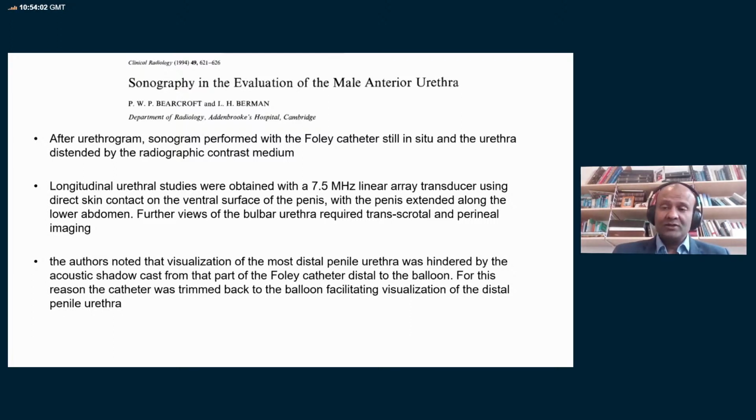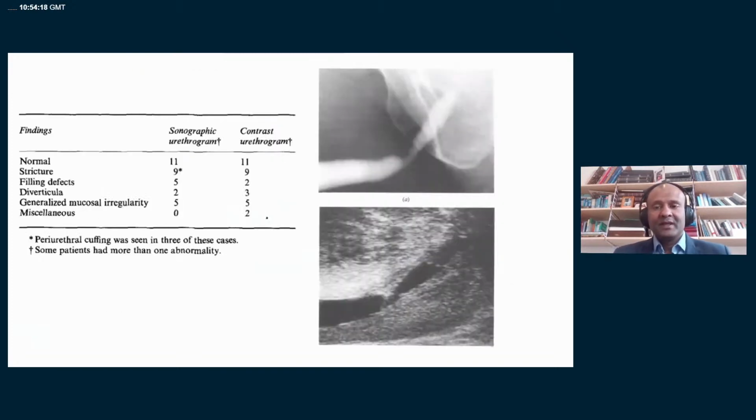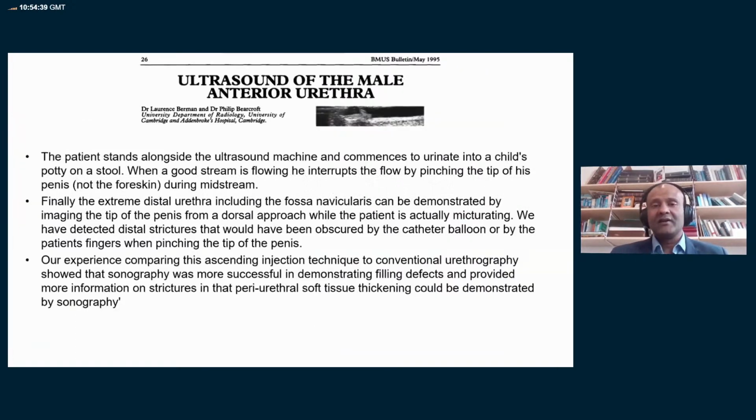And then again, transscrotal and transperineal imaging for bulbar urethra, more the anterior urethra. They thought actually that the balloon of the Foley catheter hindered visibility of the distal urethra. So they trimmed back the balloon. So just an early description paper here. They did it in 11, just a handful of patients, but they found very good correlation with the contrast urethrogram compared to ultrasound. You can see the ultrasound imaging there showing the very nice imaging of the stricture disease. And they also first started talking about periurethral cuffing and periurethral scar formation.